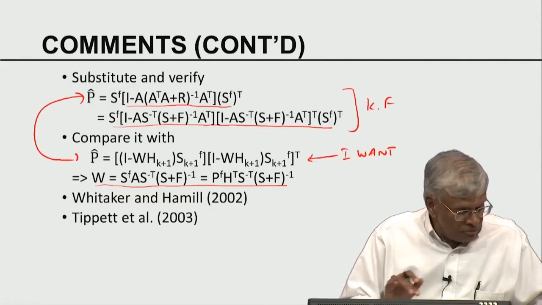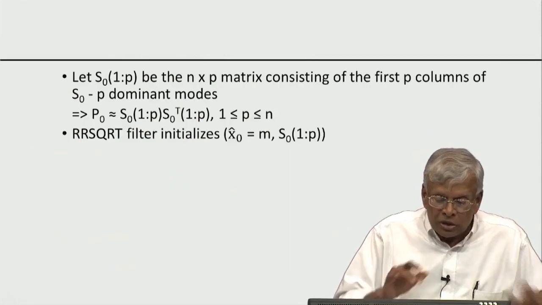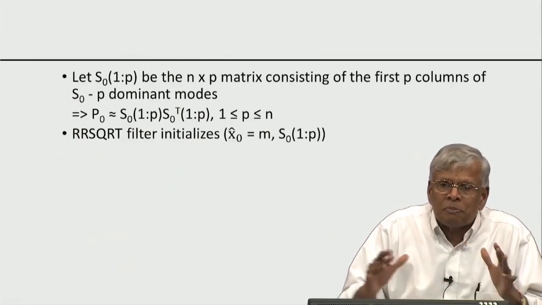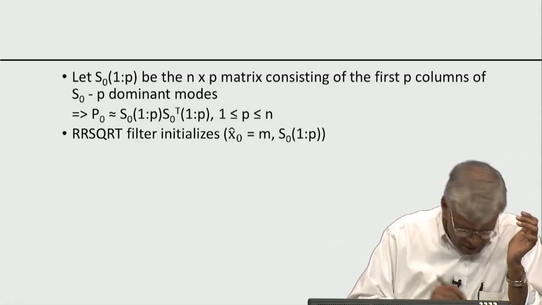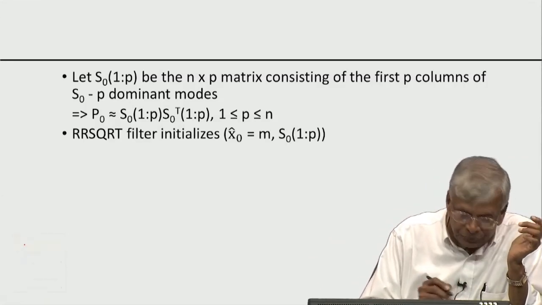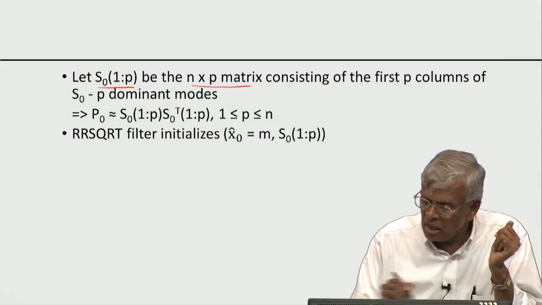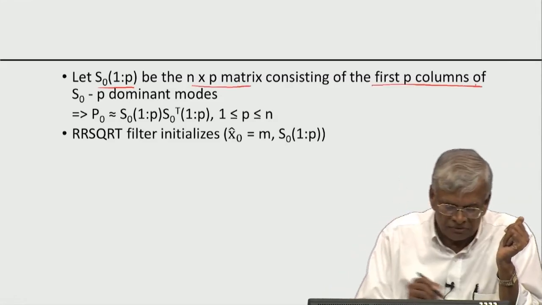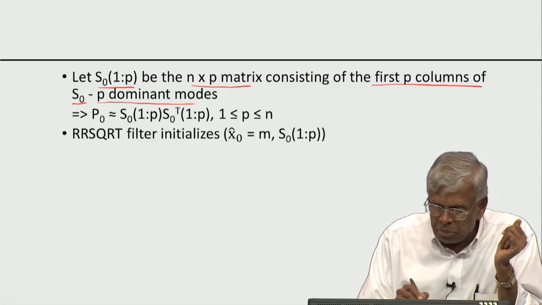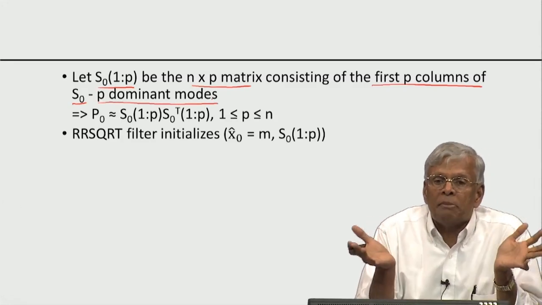So the matrix that is built out of the first p columns of S naught is now going to be called S naught 1 colon p. So the n by p matrix consisting of the first p columns of S naught is the p dominant modes. What do you mean by dominant modes?